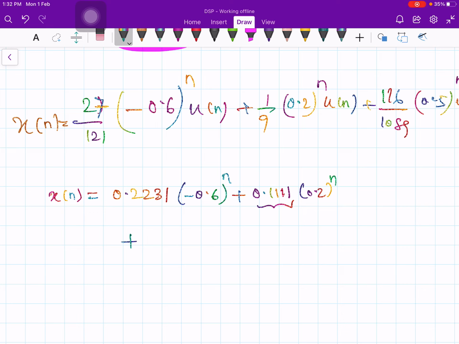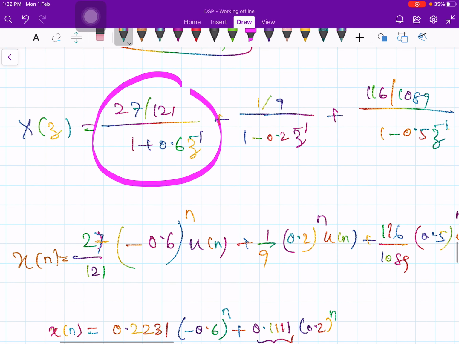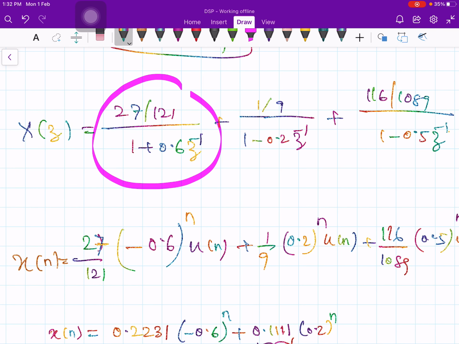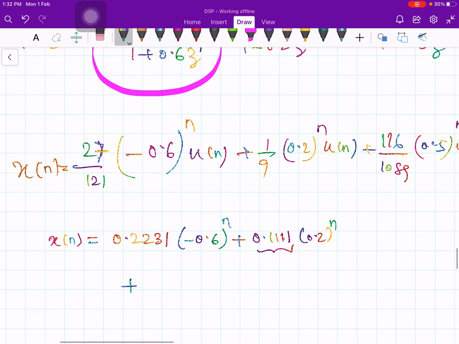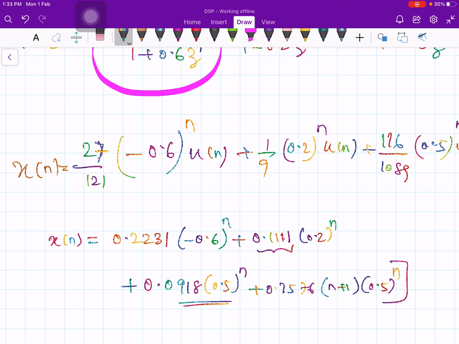plus or minus, minus, I guess. Why is it minus? Oh my god. It is plus, yes, I wrote wrongly. Plus 0.0918 times (0.5) whole to the n due to the single pole, plus 0.7576 times (n plus 1) times (0.5) whole to the n. Whole thing is multiplied by u of n. Why? Because it is a causal sequence.